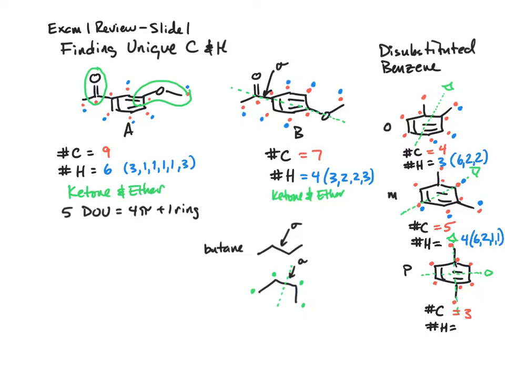Then what about for the P isomer? How many unique sets do you have? There's 2. And the ratio is what? 6 and 4.